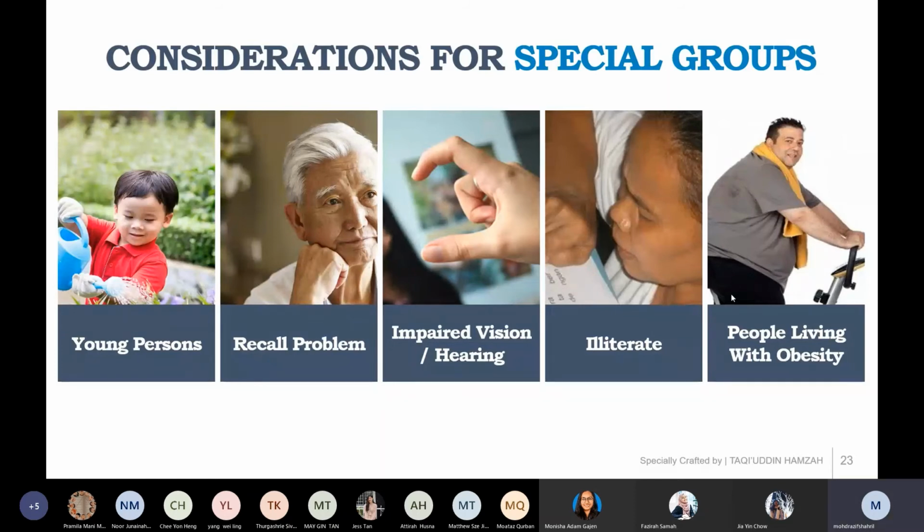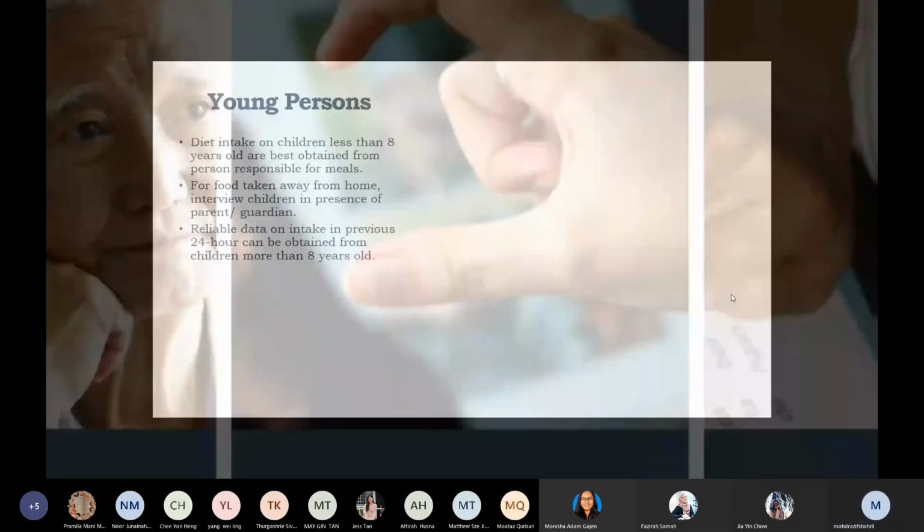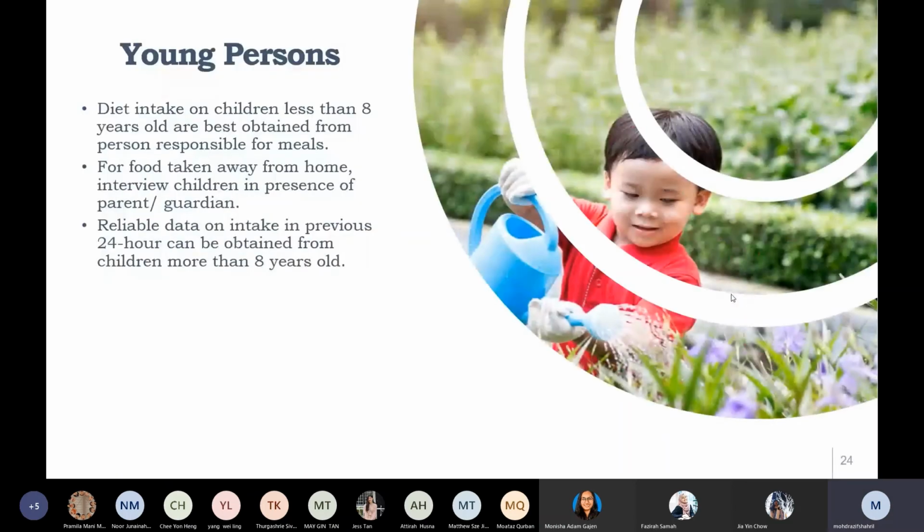In assessing dietary intake, there must be some consideration for special groups, which I've listed here. A younger person, those with recall problems, those with impaired vision or hearing, those who are illiterate, and people living with obesity are considered special groups in dietary assessment. We will explore them one by one.